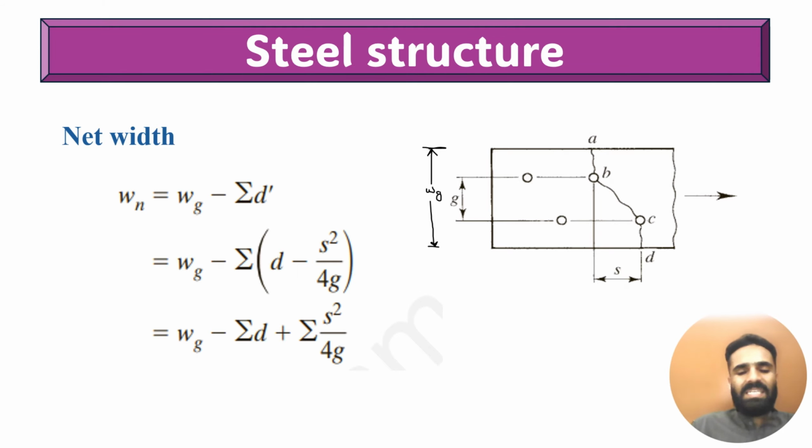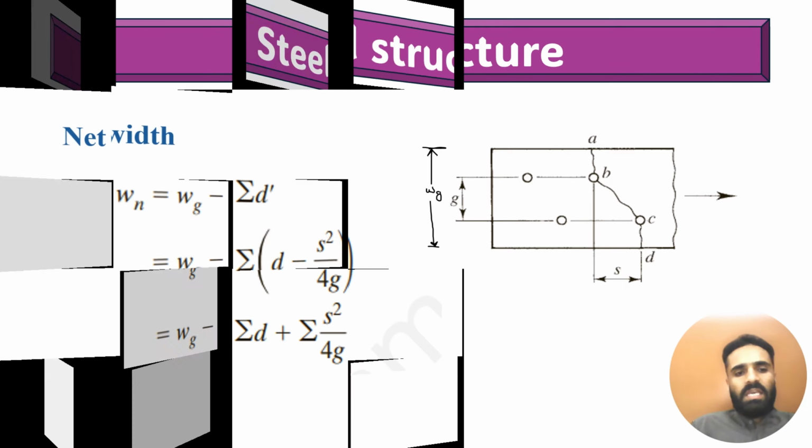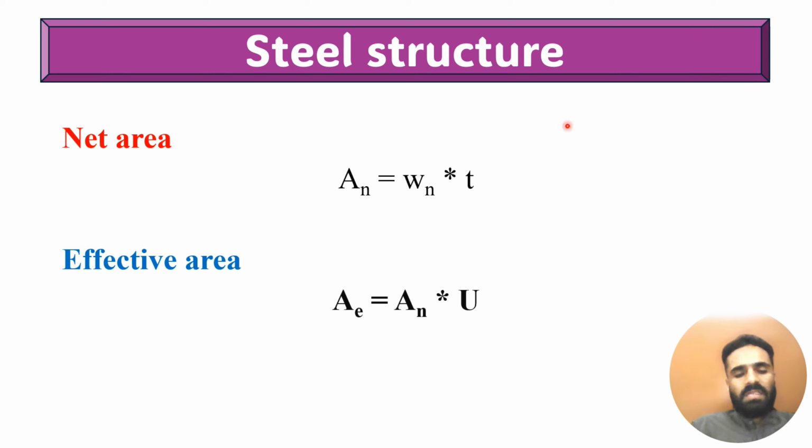So what will be the net area? In the case of a staggered hole, the net area will be the net width multiplied by the thickness. The net width is the value which we discussed in the last slide. And in the design of a tension member, we need the effective area. This effective area is equal to the net area multiplied by the shear lag reduction factor.